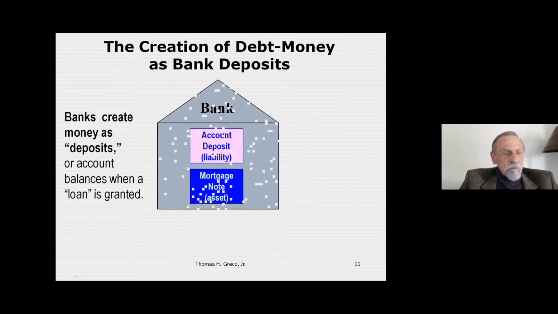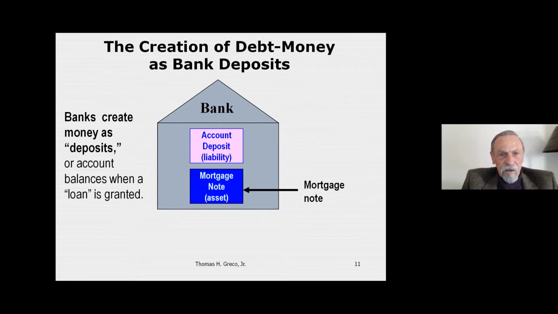So looking at a visual representation of this, you've got a bank, you go to the bank and you say, I want a mortgage loan to buy a house. So the bank takes your note, that's an asset on their books, and they make a deposit to your account, which is a liability on their books. That's debt money that's been created by two bookkeeping entries on the bank's books. So the banks create money as deposits when a loan is granted.